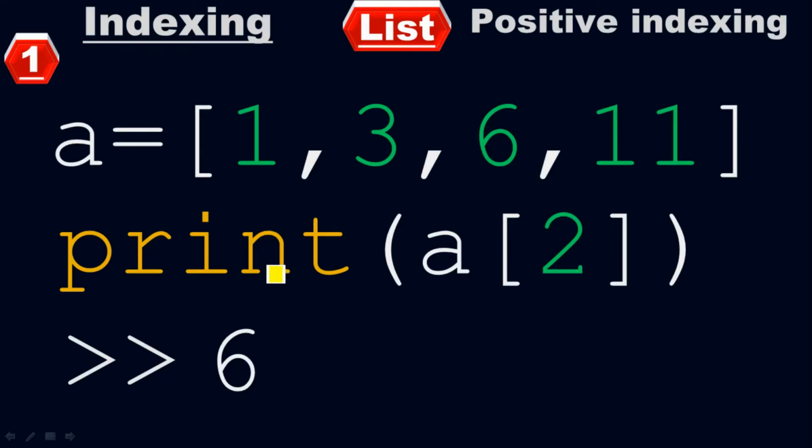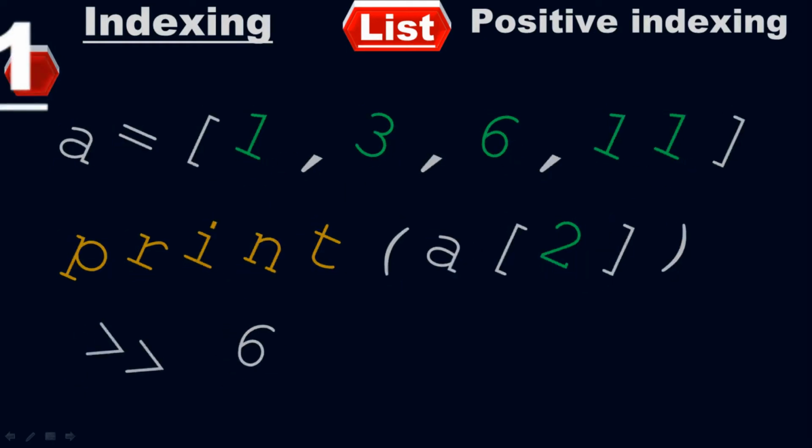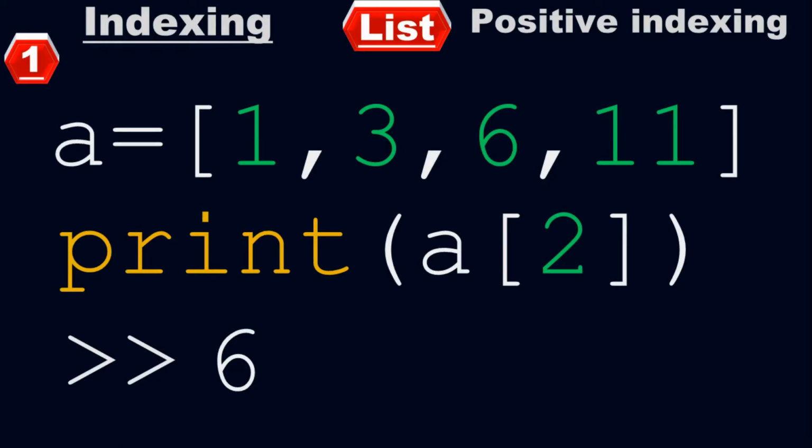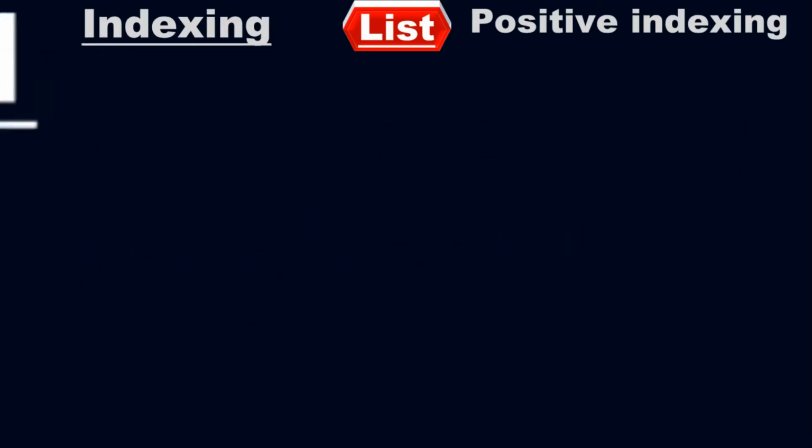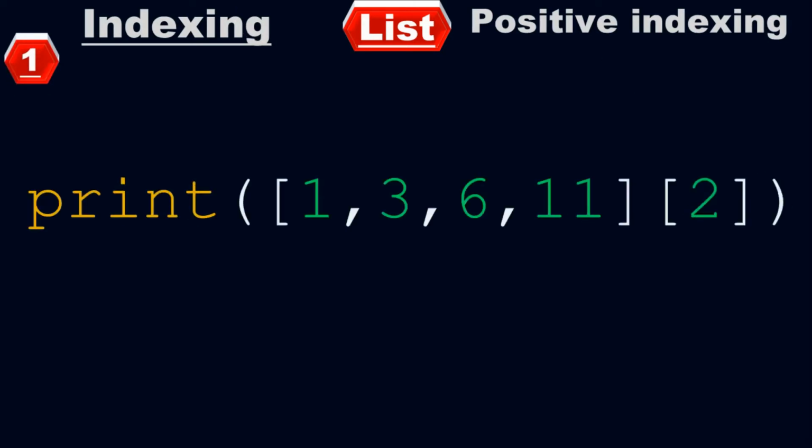This is the way to find the index of a list. Print of a of 2 inside the closed bracket. Don't forget this closed bracket. I repeat, it is the index value. When you put 2, it will return 6 because the index value for 6 is 2. The index value for 11 is 3. When you put 0, you will get 1 here. So this is one way to find the index of the list. Let me check the second method, where you can directly put print of 1, 3, 6, 11 of 2, which will also return the same value 6. It's just a slightly different way to get the same answer.